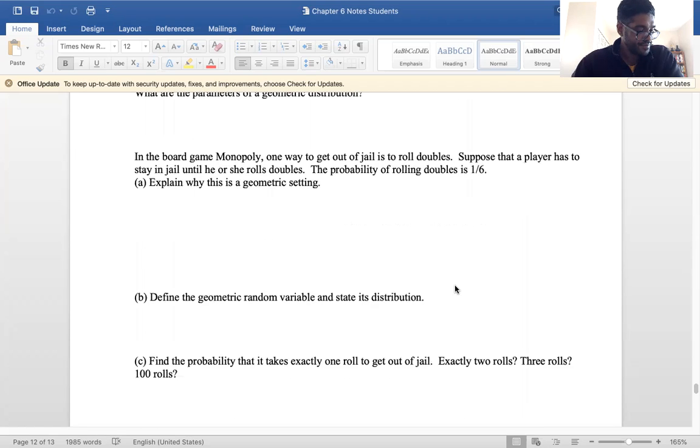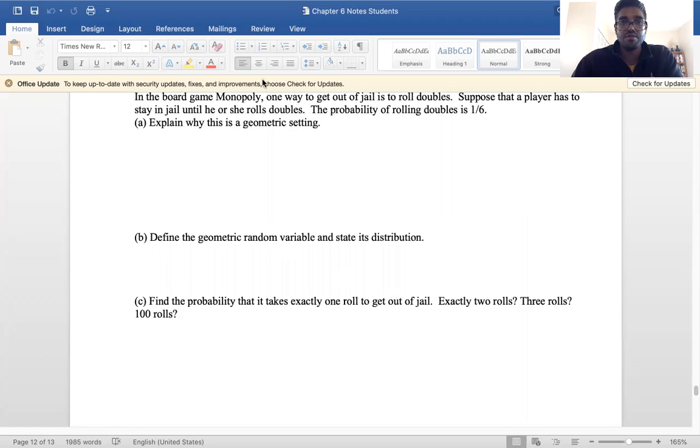Okay. And so if we're going to look at this problem, we want to define some things. We're going to say y equals the number of attempts it takes to roll a double once, and p is equal to 1/6.